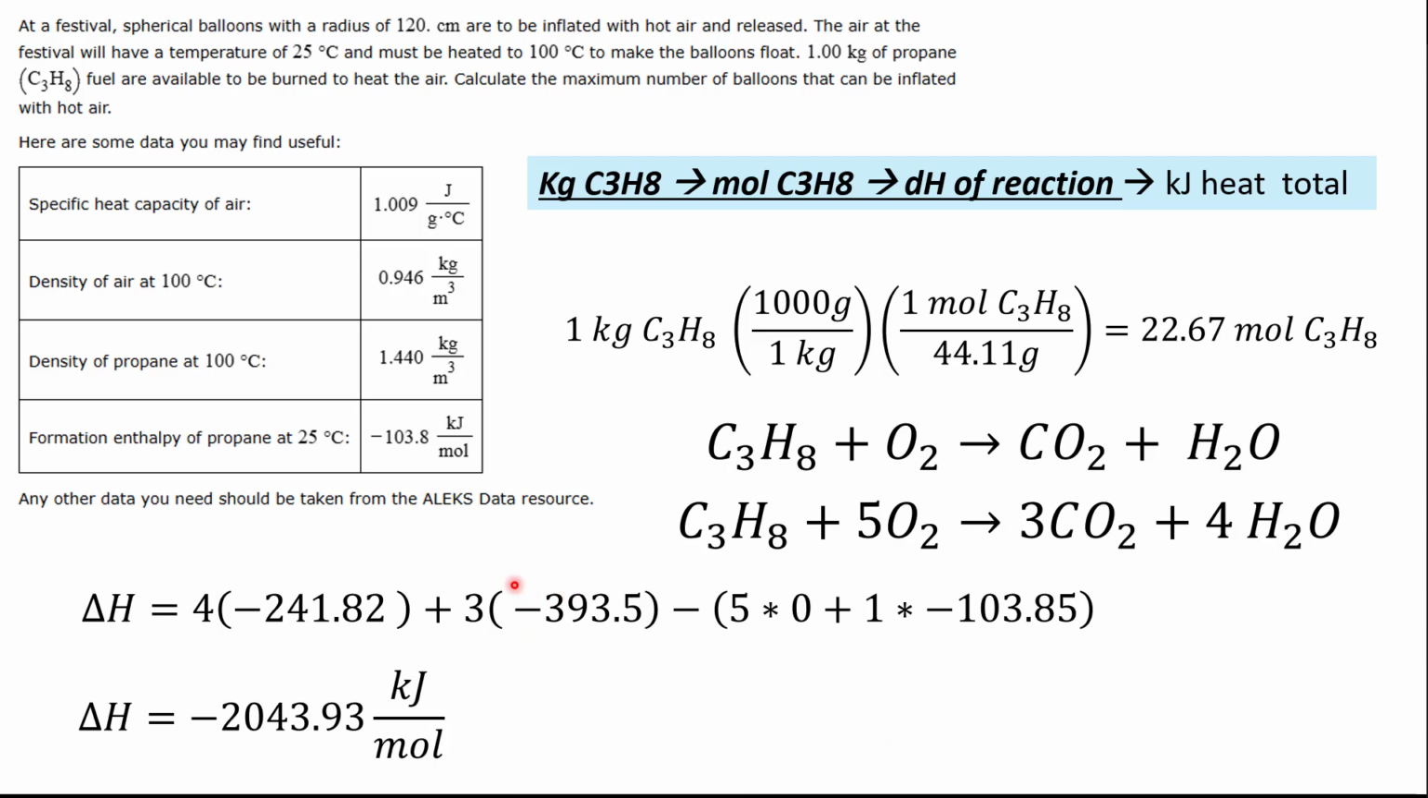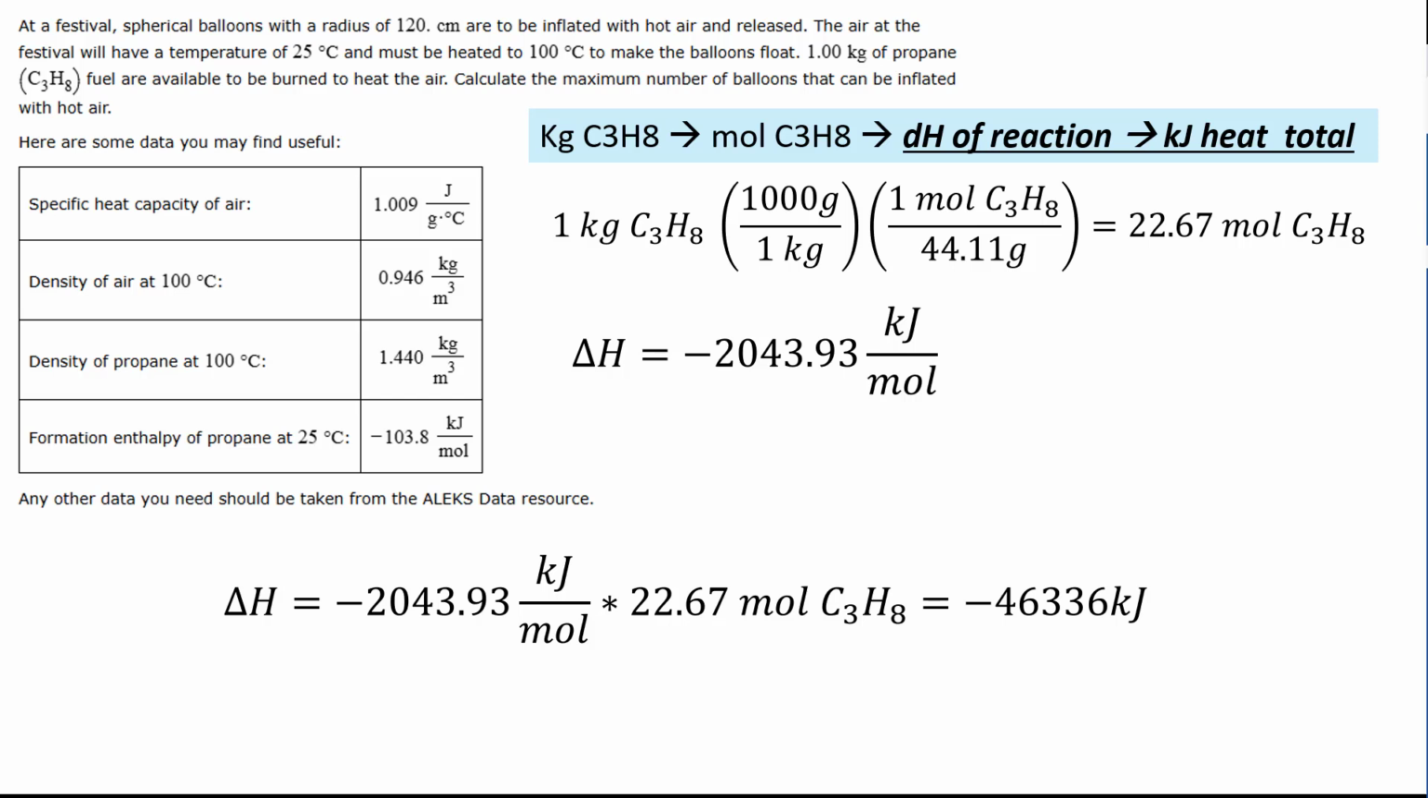So now we need to combine our ΔH with our number of moles. So now we can take our 2043 that we got per mole, and multiply it by the number of moles that we had, to get our total overall. This is how much heat is given off.